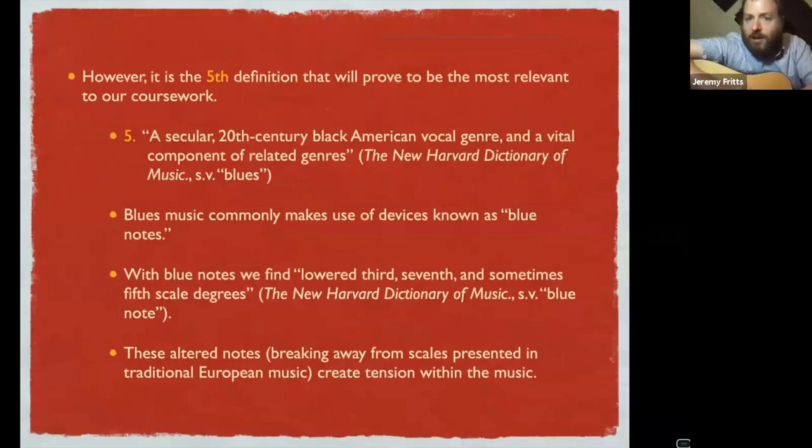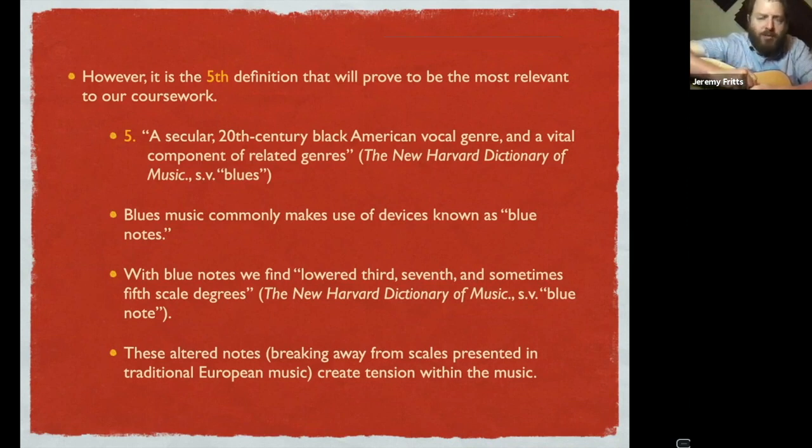Okay, I like this definition though. It says a secular 20th century Black American vocal genre and a vital component of related genres. So again, this is essentially attributing this style of music, its origins and its roots, to the innovations of many, many creative African Americans, which is true, but it's also telling us not only where it came from, but where has it reached, where is it going, and essentially it says it is a vital component of related genres. This is a critical understatement.